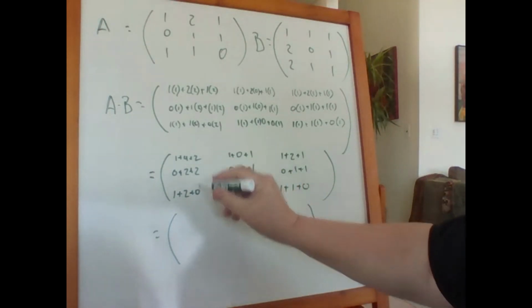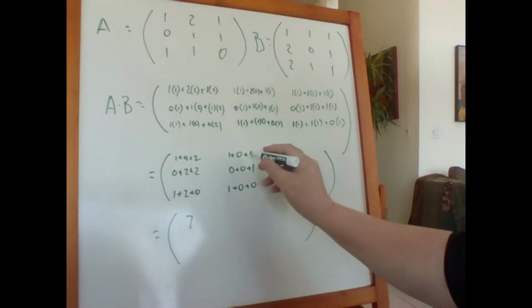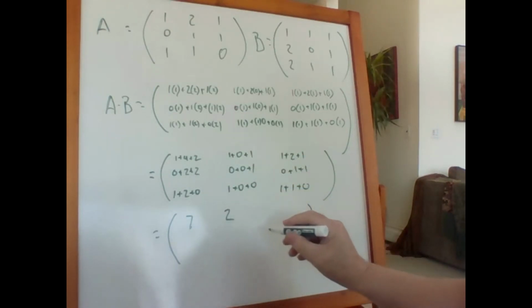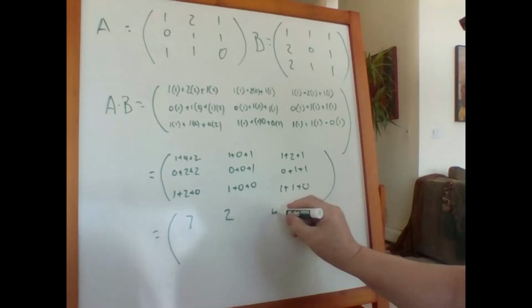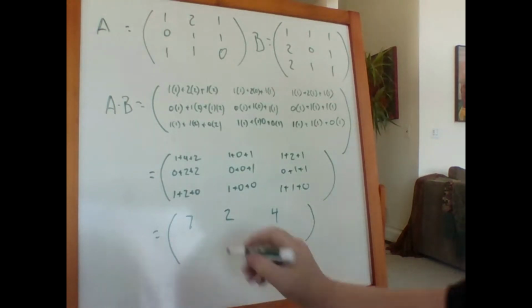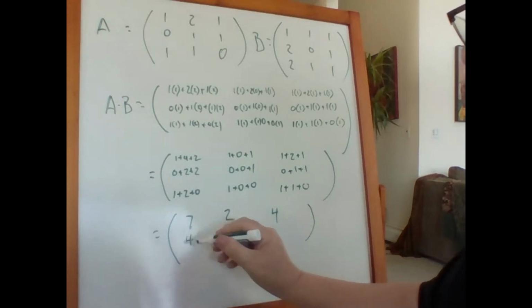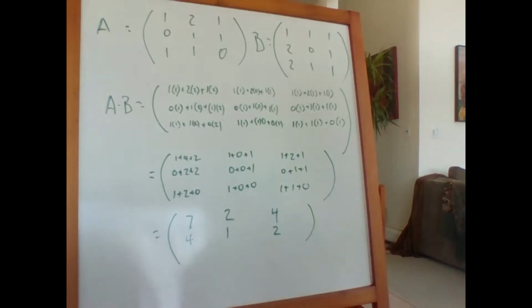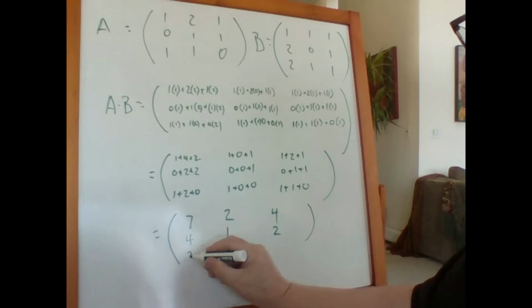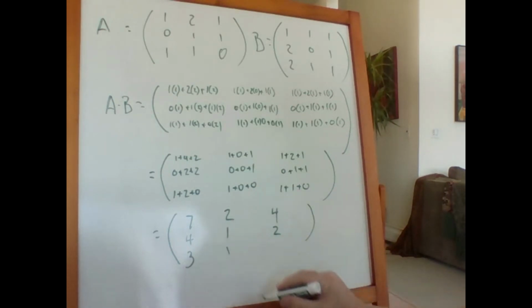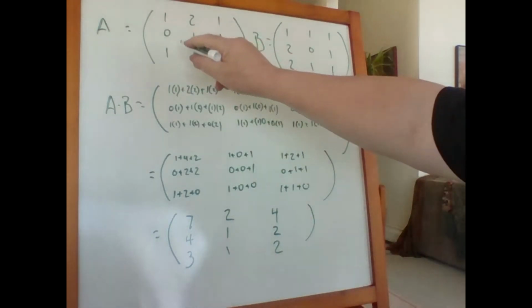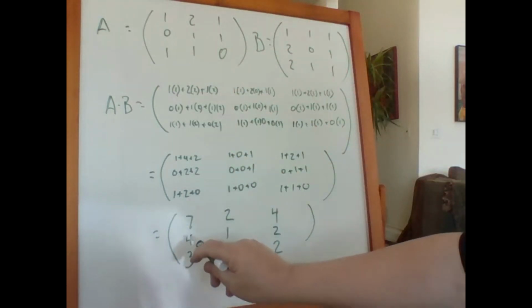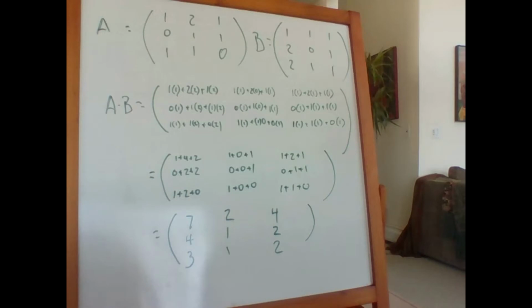We got 5, 6, 7, we've got 2, and we got 4. We got 4. We got 1, and we got 2, and we got 3, we got 1, and we got 2. So, A times B yields that matrix.